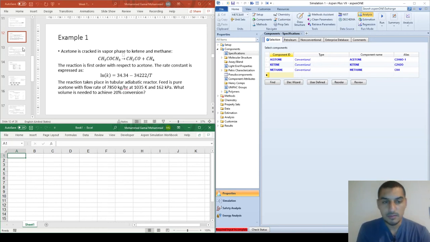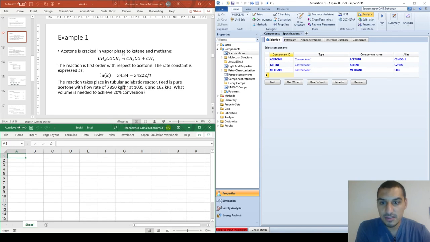Hello everybody. We're going to talk about the PFR and see how we can do the kinetic reactors in Aspen Plus. The example that we're going to solve is the one that we mentioned in the previous video, which is the cracking of acetone to ketene and methane. And this is the information that we have: it is a first order reaction with respect to acetone, and the rate constant is calculated using this equation.